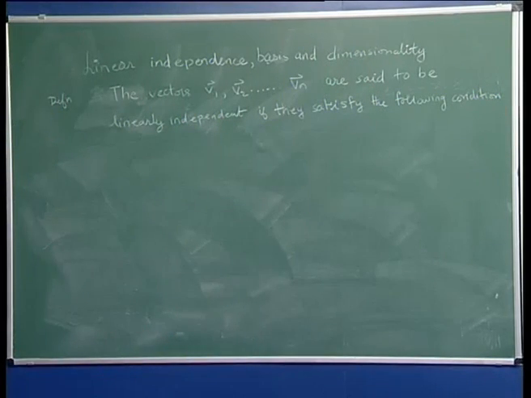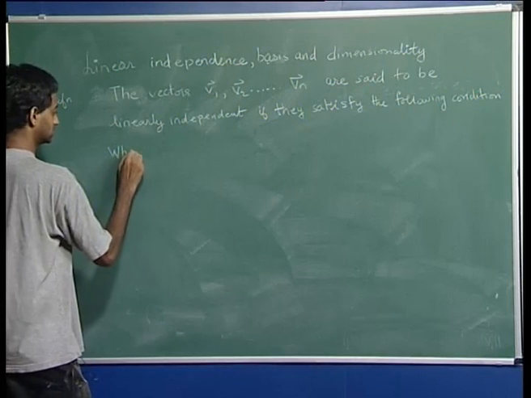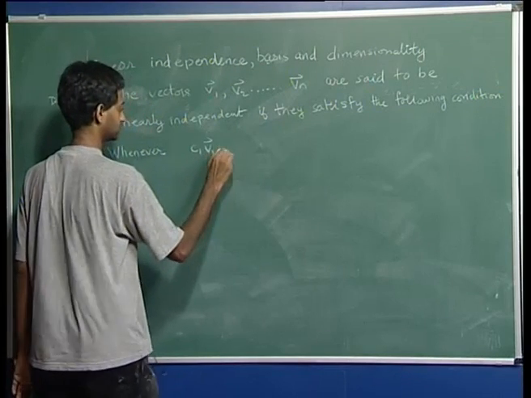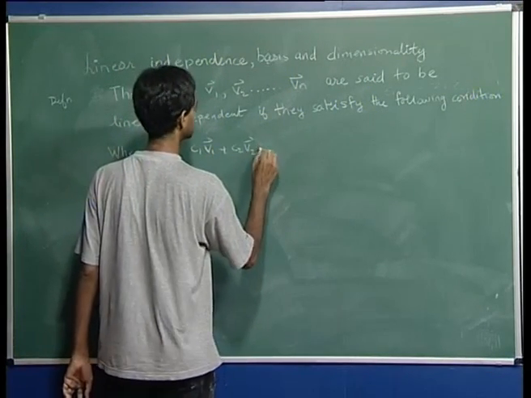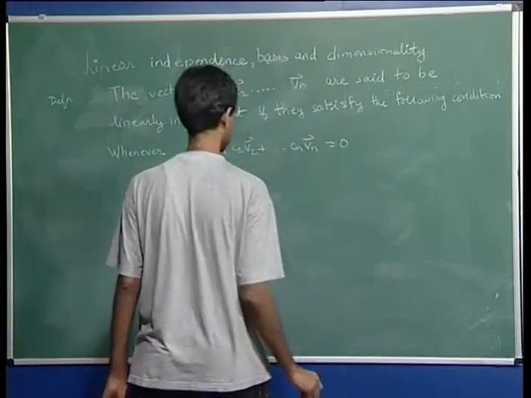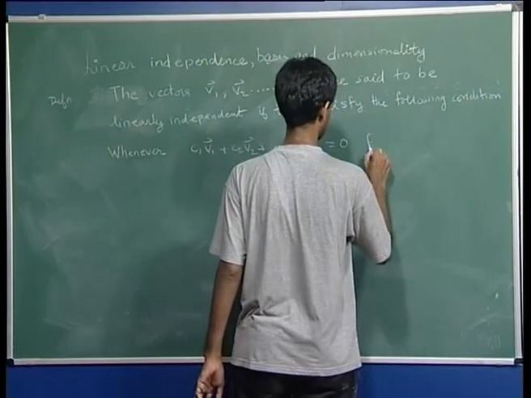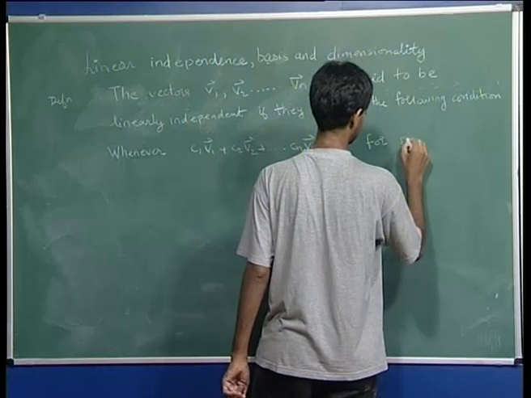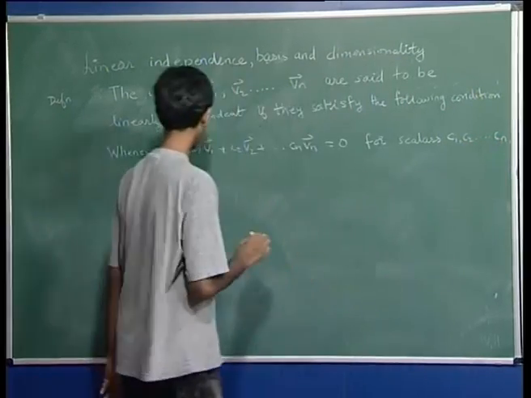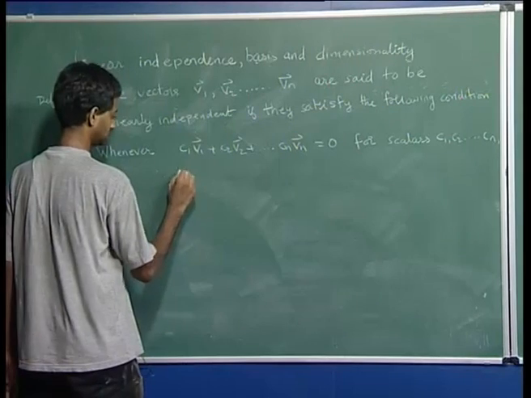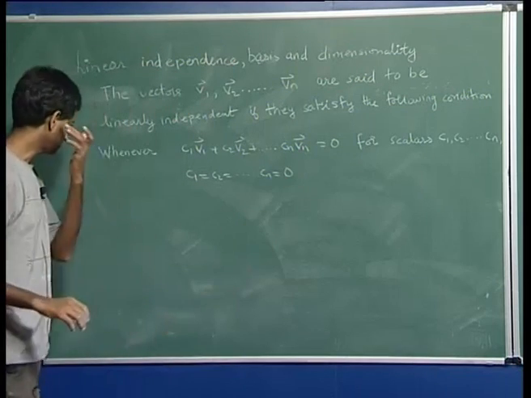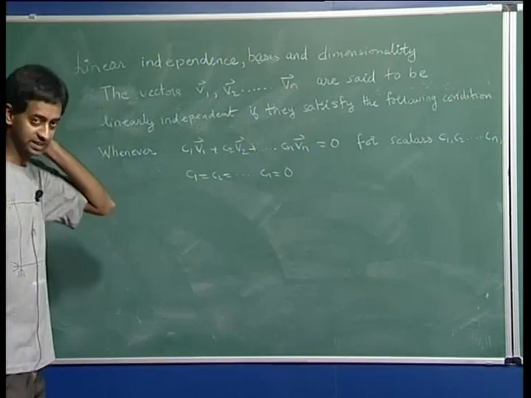Okay. So what is the condition they should satisfy? Whenever C1 V1 plus C2 V2 plus ... Cn Vn equal to 0, for scalars C1, C2 up to Cn, then C1 equal to C2 equal to Cn equal to 0. Okay. So I will just go through this once again.